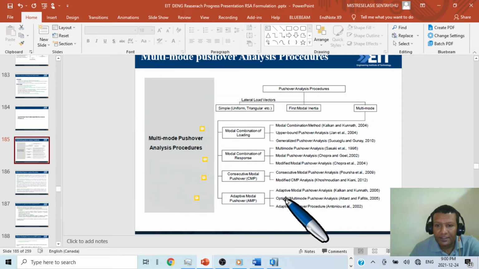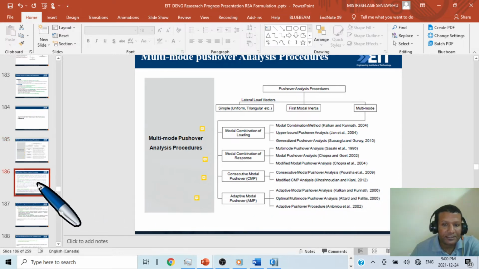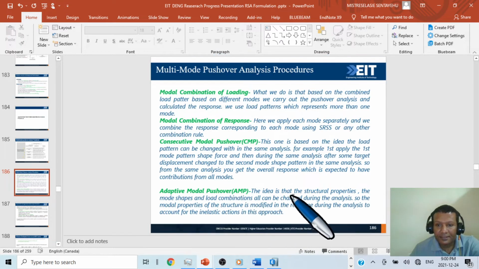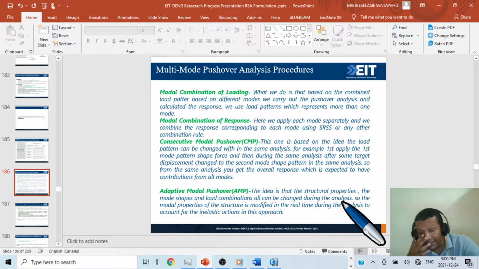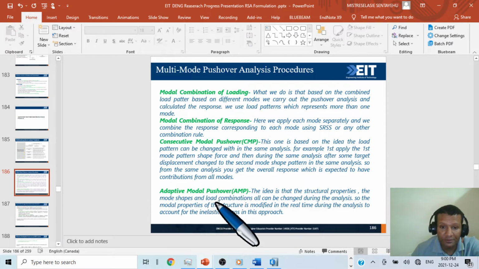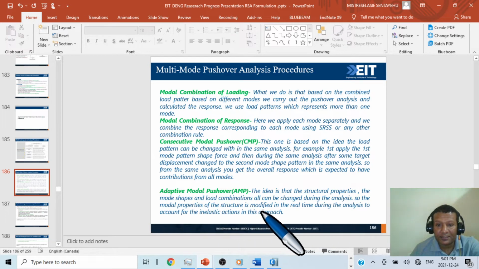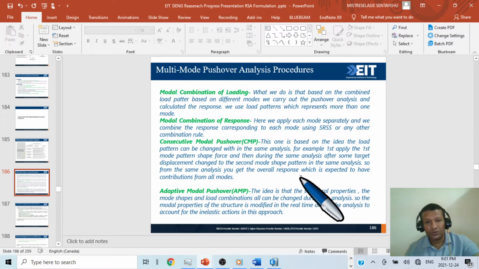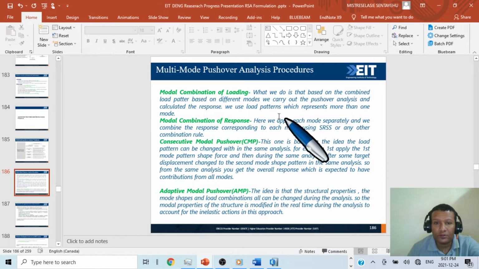Adaptive modal pushover. These are the researchers, and the underlying idea is that the structural properties, the mode shapes, and the load combinations all can be changed during the analysis. While you are analyzing, you can change the structural property, the mode shapes, the load combination, everything. So the modal property of the structure is modified in real time during the analysis to account for the inelastic action in this approach. So that is what the four multi-mode pushover analyses say.